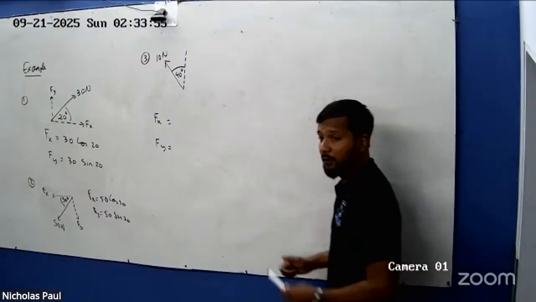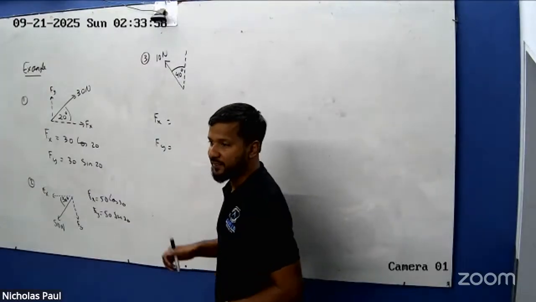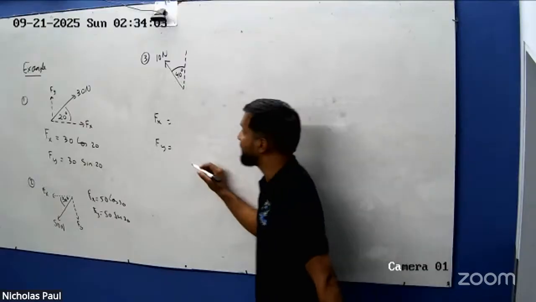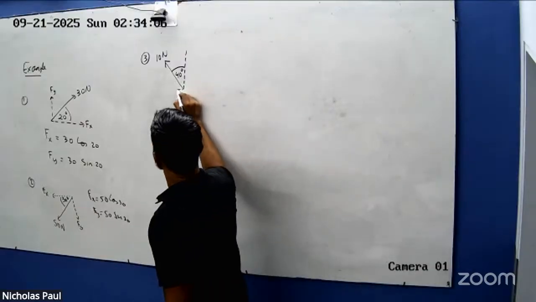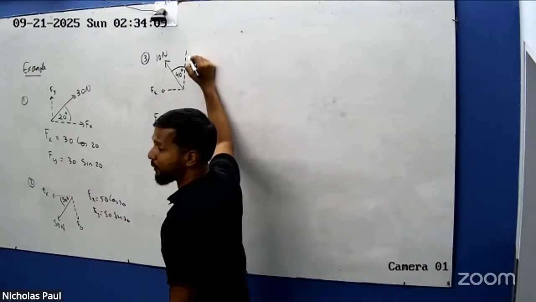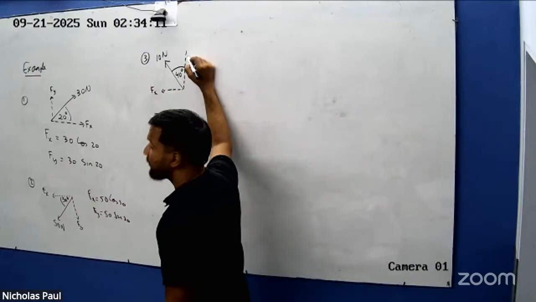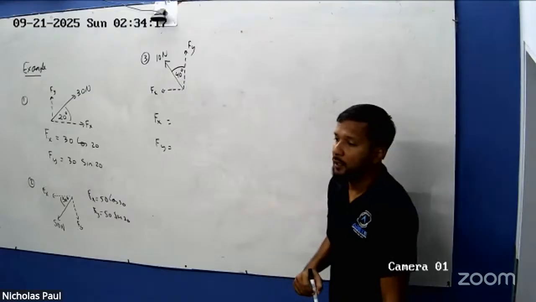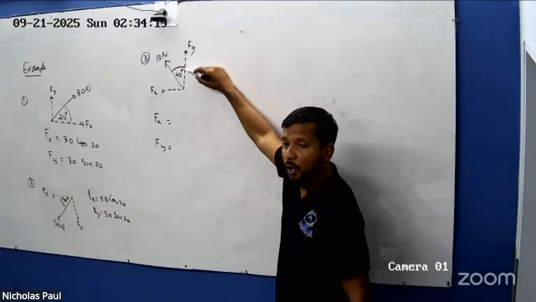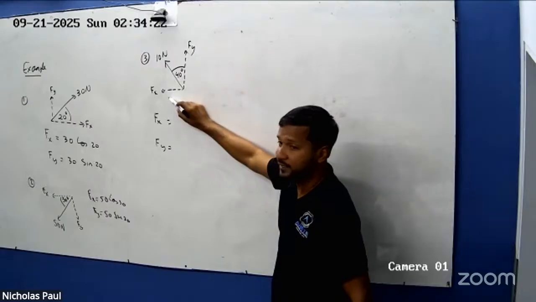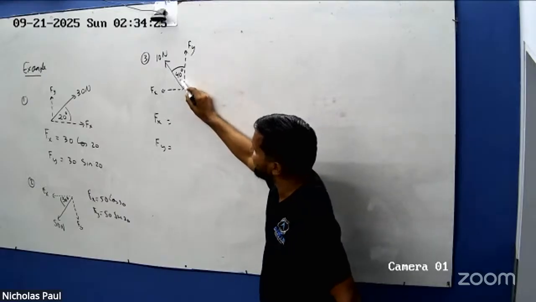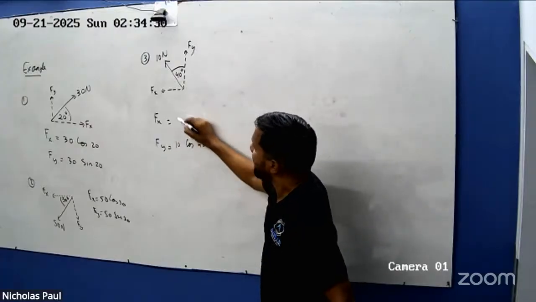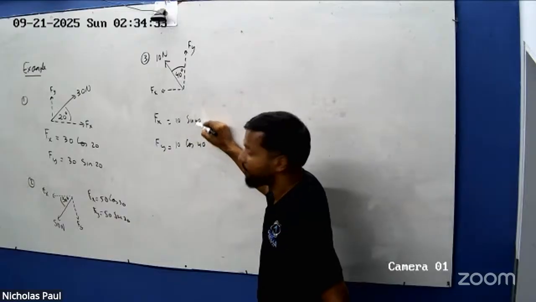Alright, ready? So what direction is Fx? Fx is where? To the left. Fx is here, Fy is where? Fy will be upwards, right? So which one here is adjacent, Fy or Fx? Fy is adjacent, next to the angle. So it will be 10 cos 40, and therefore Fx here will be 10 sine 40.